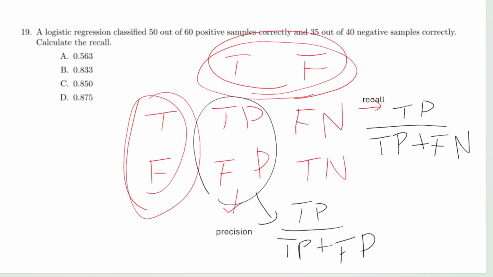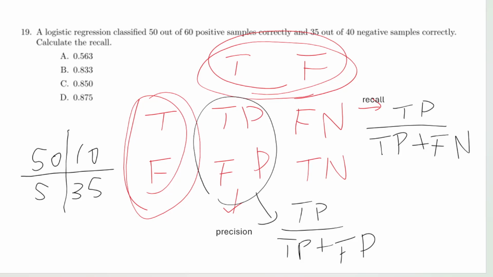50 out of 60 positive samples correctly. So you have 60 positive samples and 50 of them were tested as positive. That's good, but 10 was tested as negative, so it gave you the wrong one. And 35 out of 40 negative samples correctly. So 35 were negative and correctly classified as negative, but how many were wrong? 5, because there were 40 negative samples. So that corresponds to the actual matrix, and that's the performance matrix.